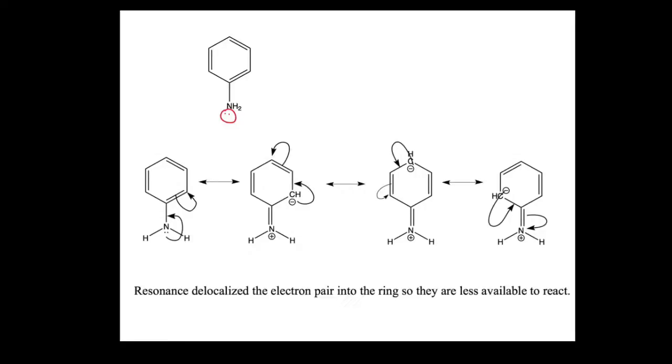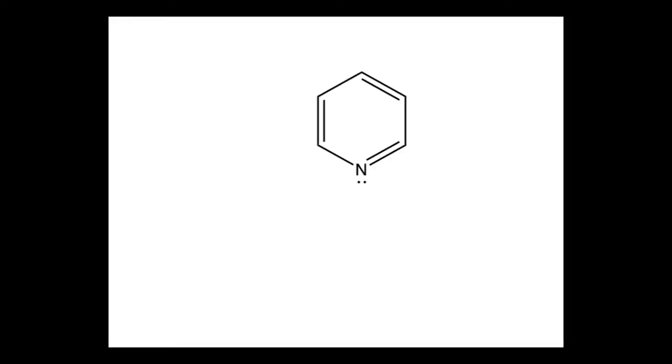Therefore, we can say that resonance delocalizes the electron pair into the ring, so they are less available to react. Pyridine has a lone pair of electrons on the nitrogen as well. However, you have to ask yourself, can they be delocalized or are they localized on the nitrogen?